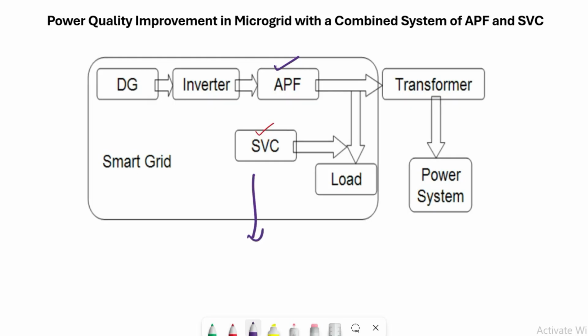Actually, the static var compensator comes under FACTS devices. It is one of the shunt compensator devices. It is always connected in parallel to the transmission line. That's why it is called a shunt compensator FACTS device.